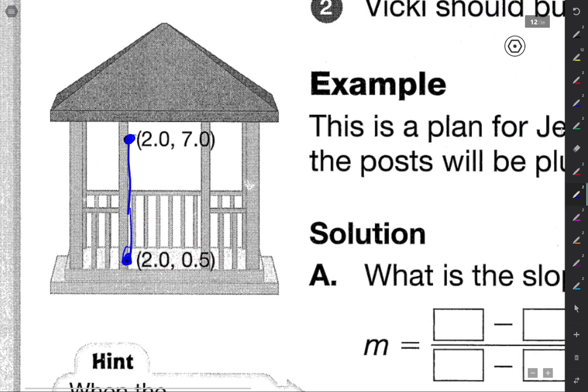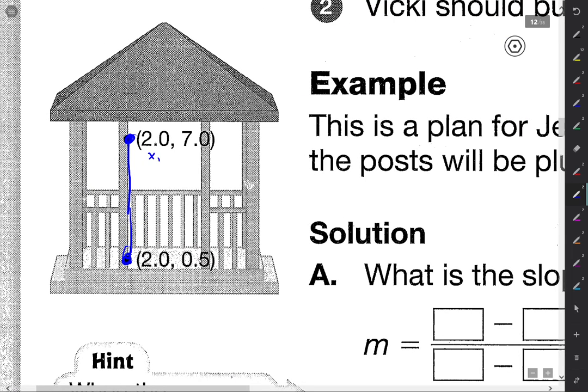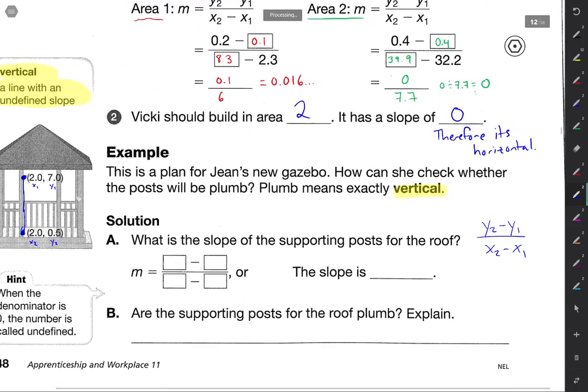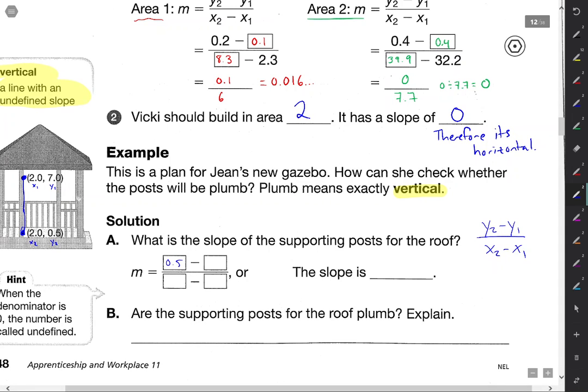So let's start by labeling our points. We have x1, y1, and x2, y2. And it doesn't matter which points you label x1, y1. You could have labeled these ones down here, the number 1s, and then the ones on the top, the number 2s. You'll get the same answer either way. So then in their little blanks here, we're going to plug in these numbers. For y2 we have 0.5, and for y1 we have 7.0. Now for x2 we have 2.0, and for x1 we also have 2.0.